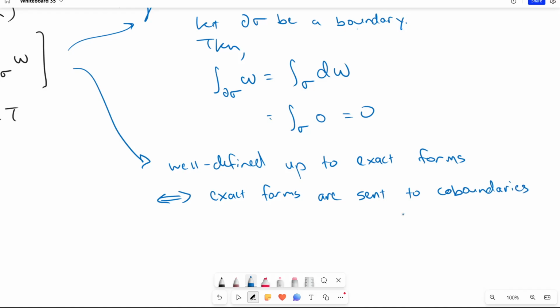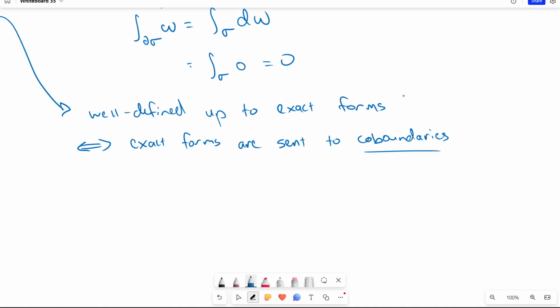And a coboundary is a cochain which sends cycles to zero.